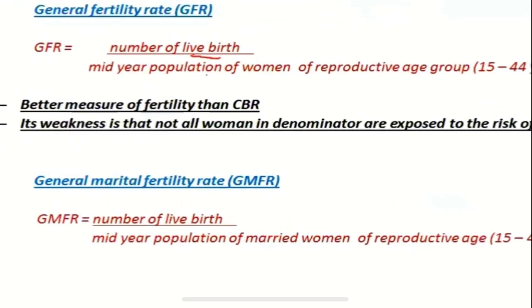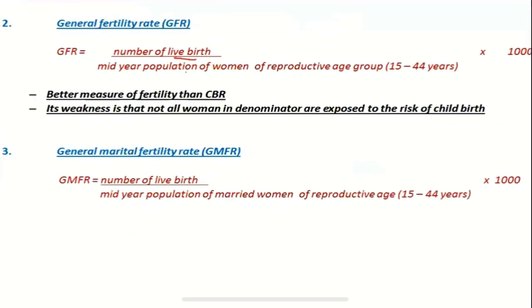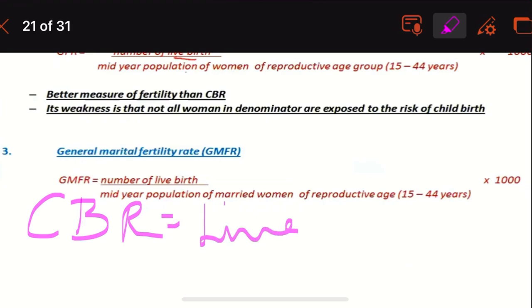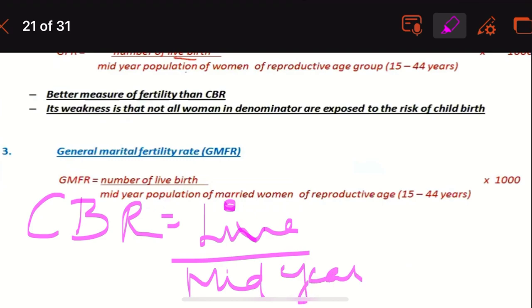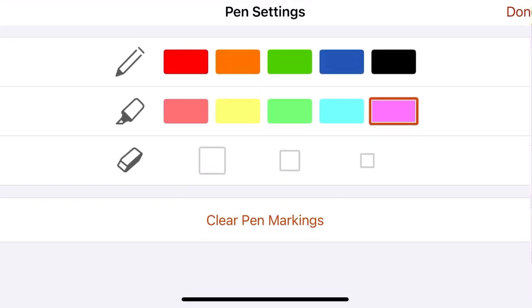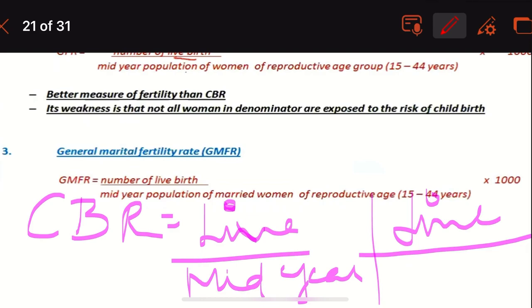Here you are taking the live births. What is the difference, guys? Now you might feel everything seems the same. So we saw the crude birth rate. In crude, we took the number of live births, and in the denominator, you took the mid-year population, the entire population. Here in the general fertility rate, you are considering the number of live births divided by, and the main important thing is, the mid-year female population of the reproductive age group only.